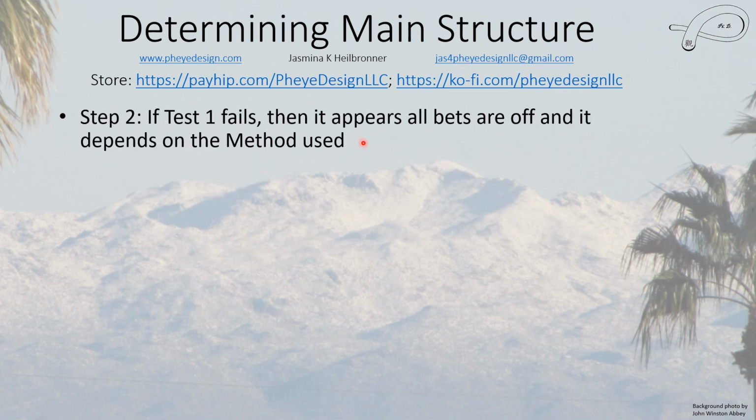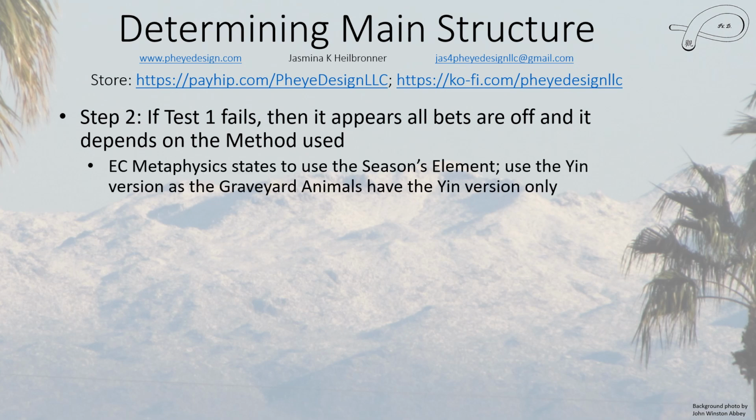Now, this is where step 2 comes in. If test 1 fails, and only if test 1 fails, then it gets pretty murky. It seems like all bets are off, and it depends on what method is used to do this. I don't know all the methods possible, but they can be quite different.